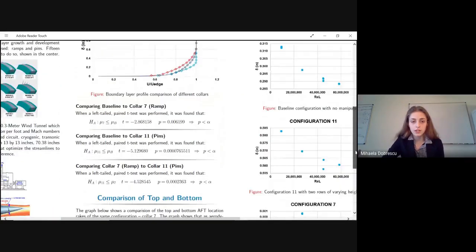I ran 3 different left-tailed paired t-tests, and I found that both ramps and pins were statistically significantly more effective in increasing the boundary layer. Between the two, the pins were more effective than the ramps. However, since the pins were much larger than the ramp, that would indicate that a ramp would actually be more effective, since a much smaller ramp than pins brought similar results.